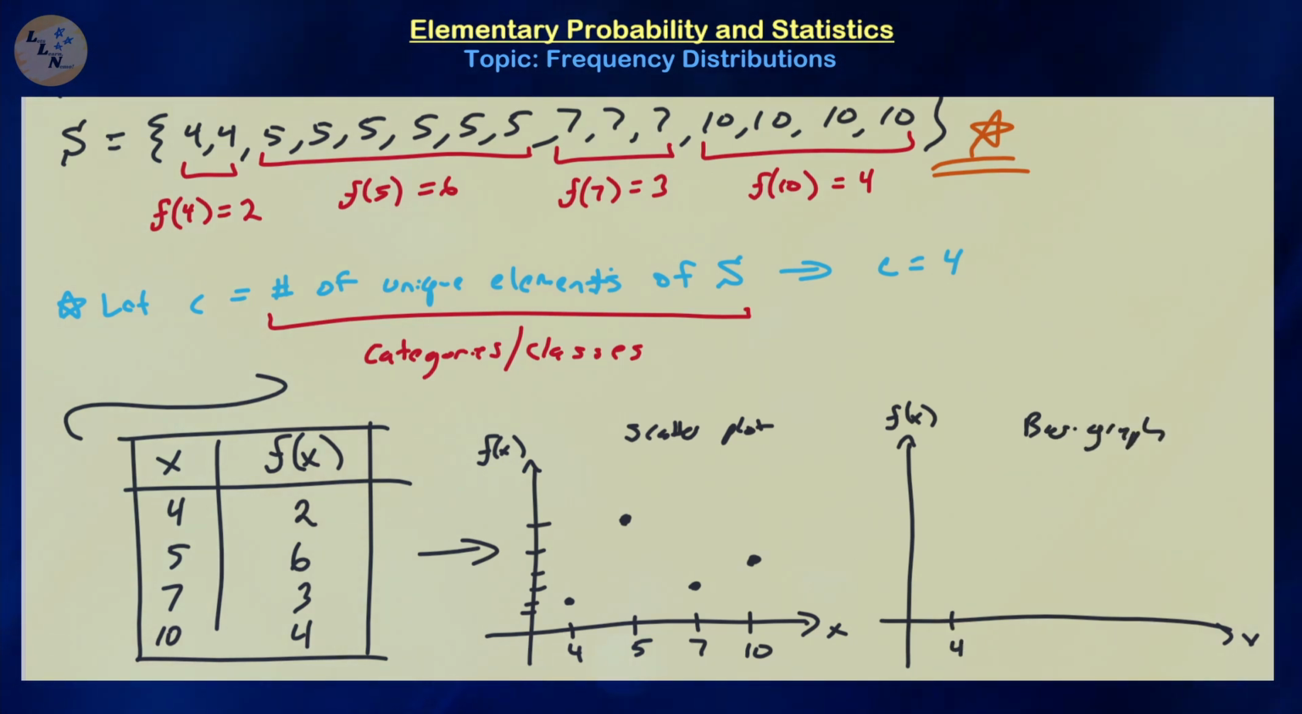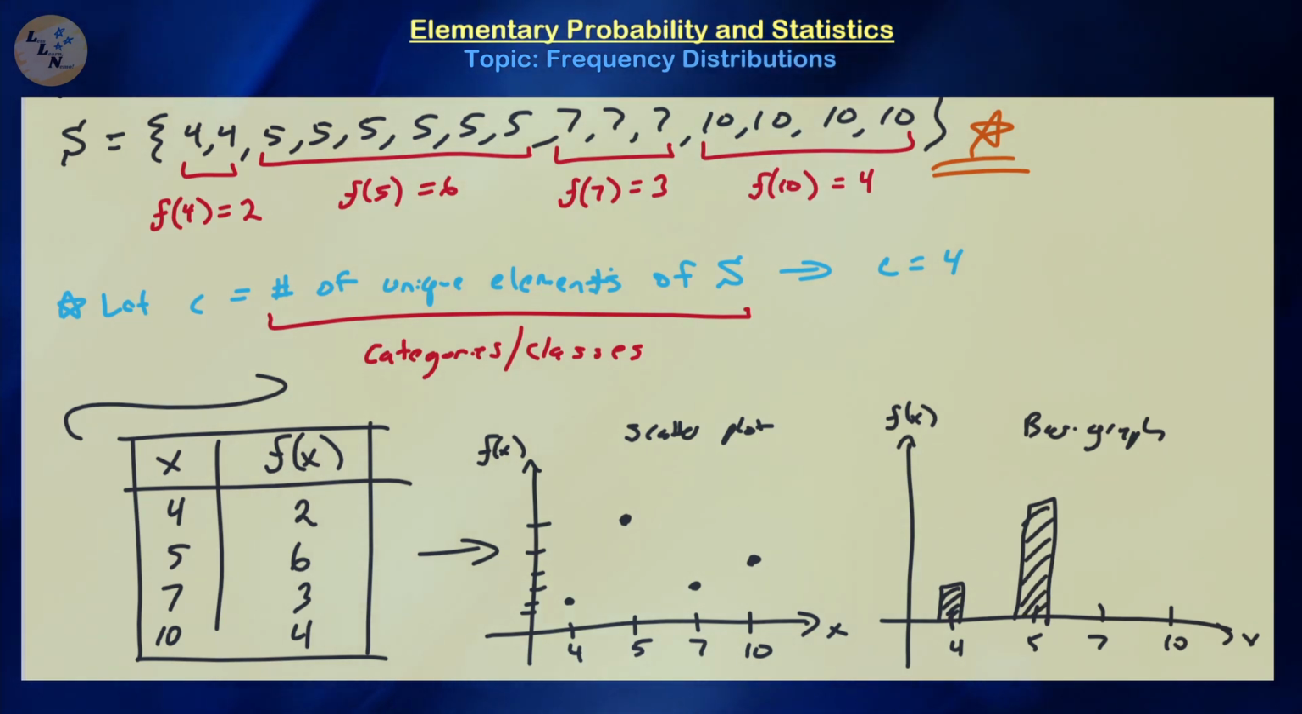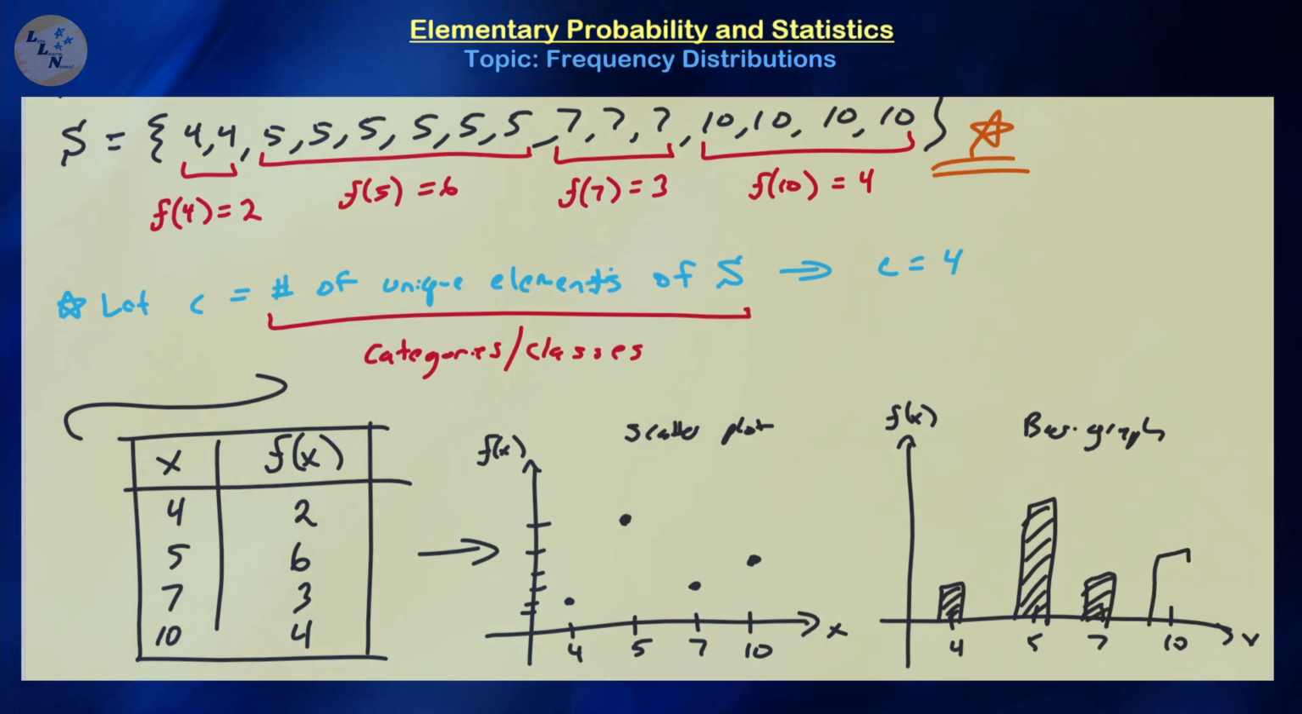So again, we're going to put 4, 5, 7, and 10 as classes or categories on the horizontal axis. And then we're going to just draw bars whose height corresponds to the corresponding frequencies. So that's going to be 2, 6, I'm just sketching the heights here, of course, and then 4. So that's the bar graph representation.